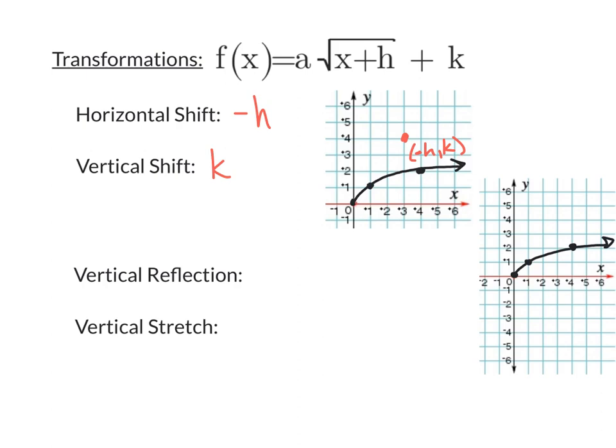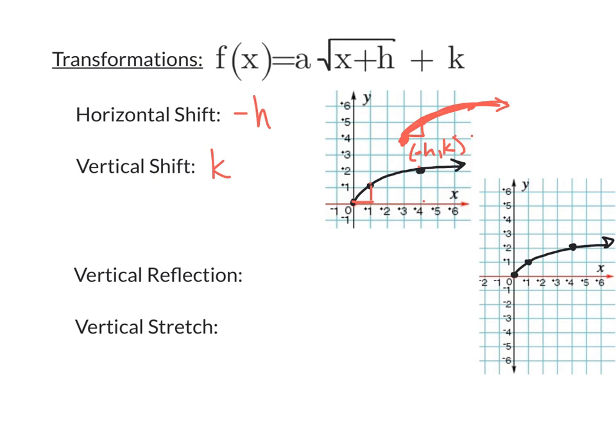For instance, to go from 0 to the next important point, we went over 1 and up 1. We could do that here as well, go over 1 and up 1. And then we went over 4 and up 2, so over 1, 2, 3, 4 and up 2. And we'll get that same half of a sideways parabola. It's just that it's starting from a new point.